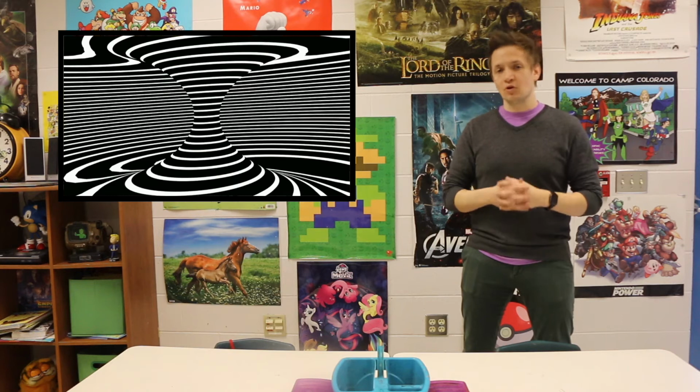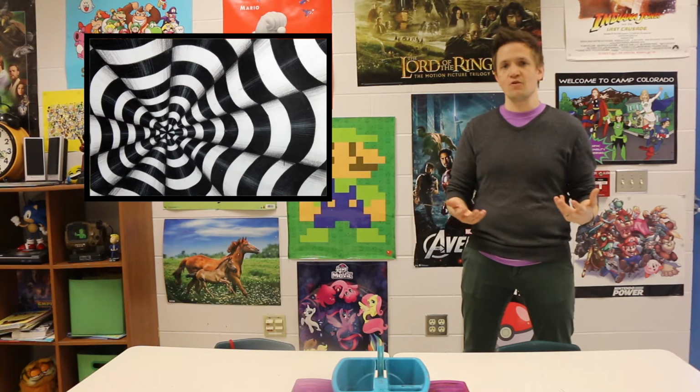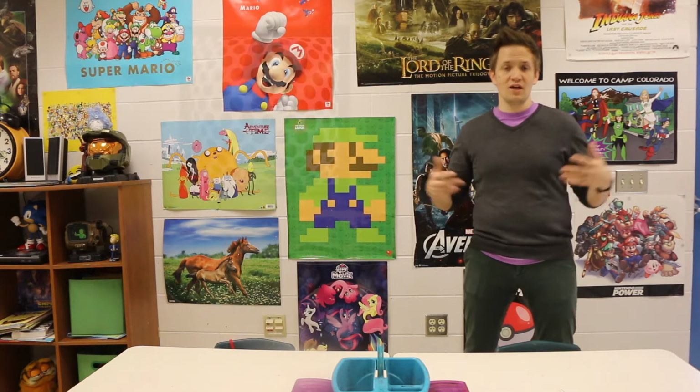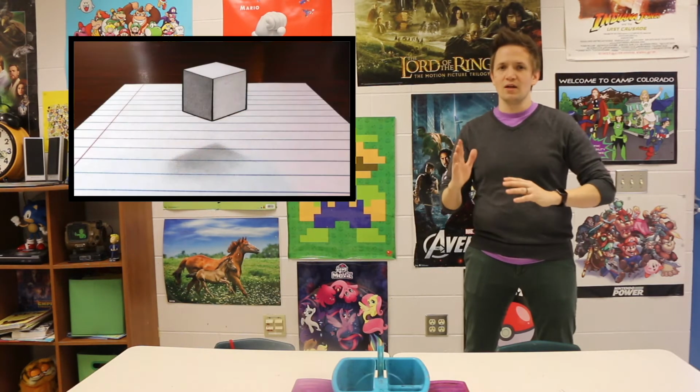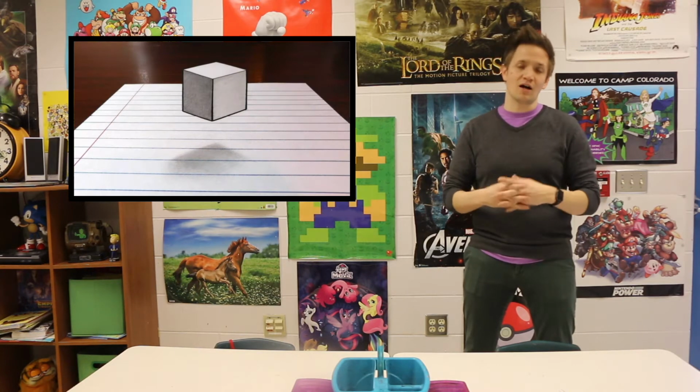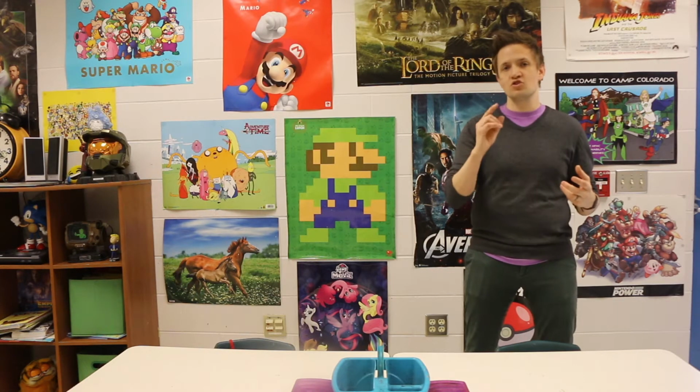Optical artists will use different illusions to trick the viewers into thinking that things are going in, or things are coming out, or things are built one way when they're really built another. So I'm going to use some contour lines, some value, and I'm going to show you how to trick people into looking at your art differently.